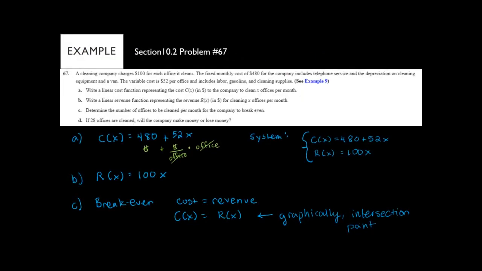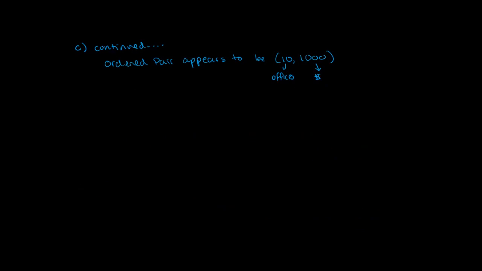So part C says determine the number of offices to be cleaned per month for the company to break even. So to break even, we need to clean 10 offices a month. So when we have a solution to a word problem, we always want to write our answer in words. So we'd be writing this out. To break even, we need to clean 10 offices per month.